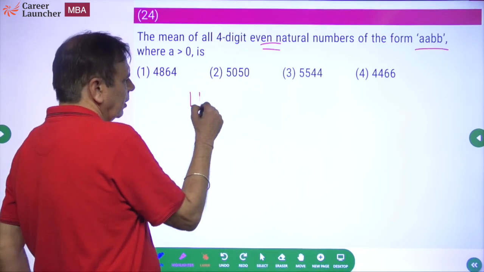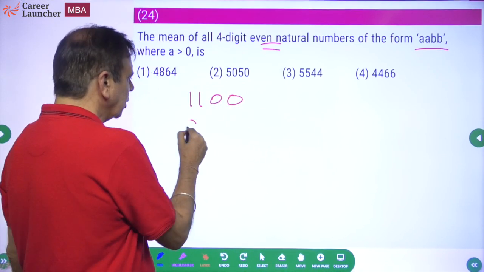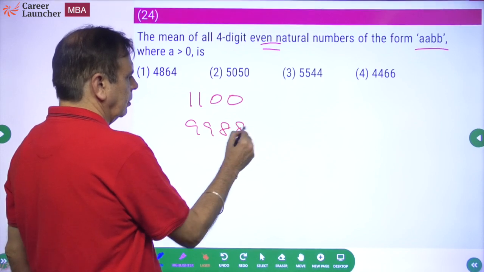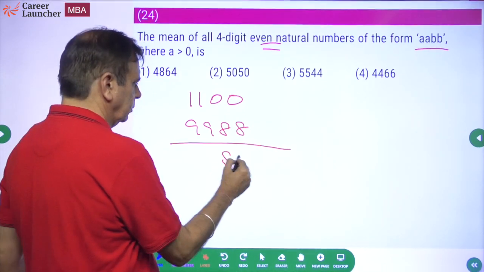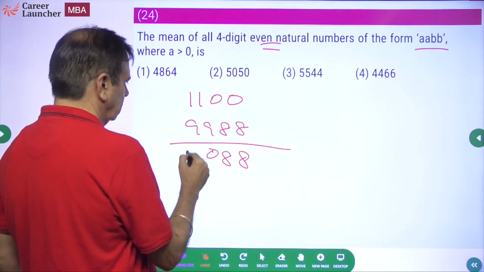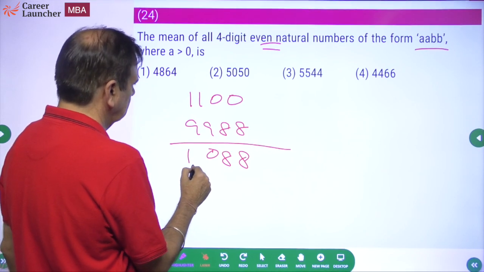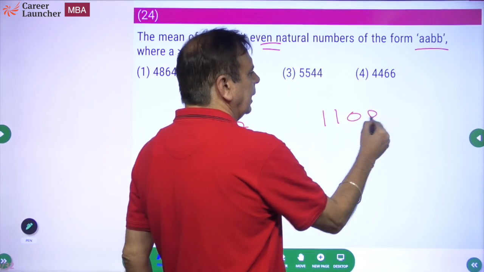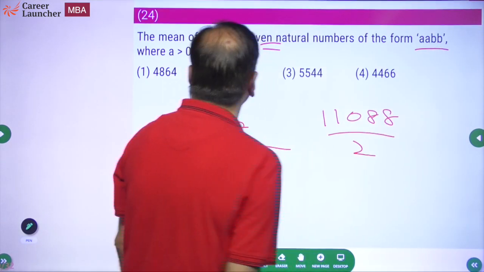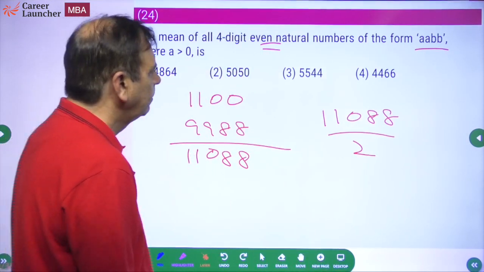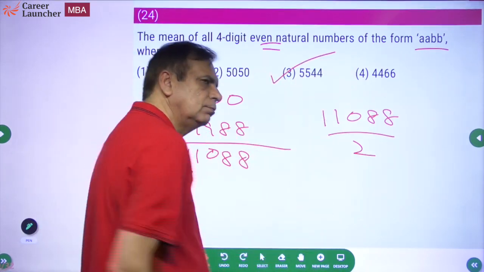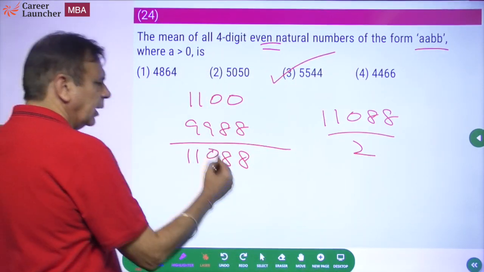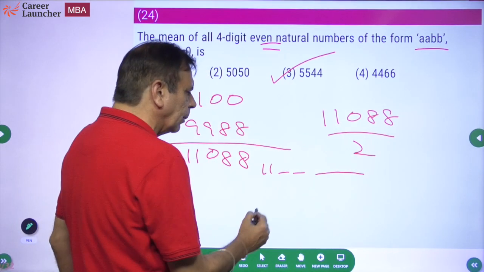The smallest is, biggest will be, average, nine, 110, 111. So your answer will be 11088 divided by 2. 55, 44. This is the answer. Because when you looked at those 1100, all those numbers were in AP.